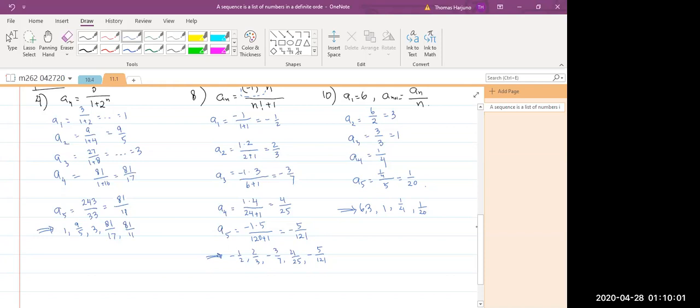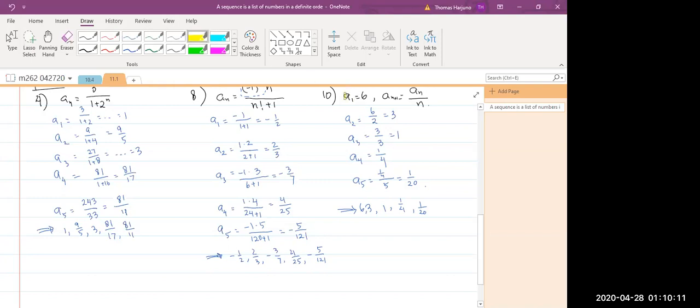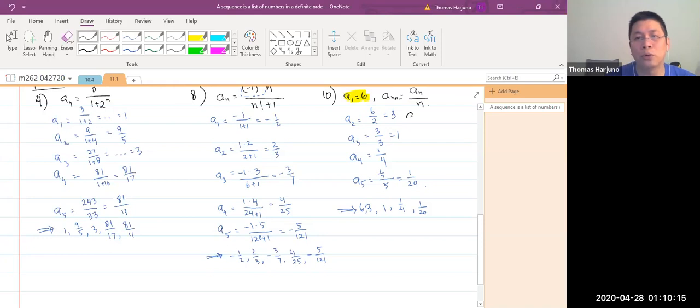Okay. Professor, I don't understand number 10. Number 10, the first term is 3. I mean, the first term is 6. Okay, so A1 is 6, and then how did we determine A2? A2 is A1 plus 1. Right? You see from here?